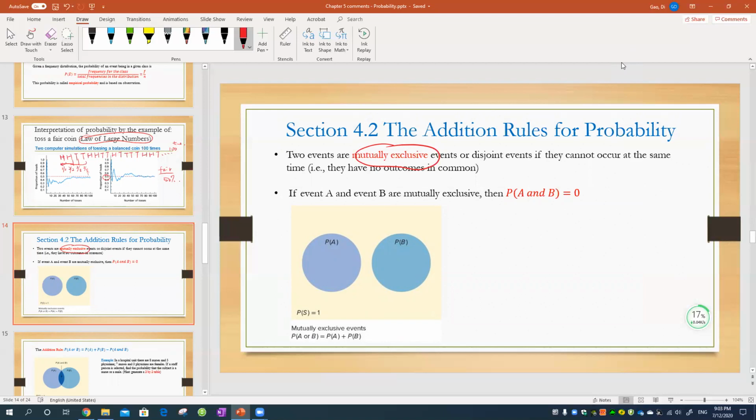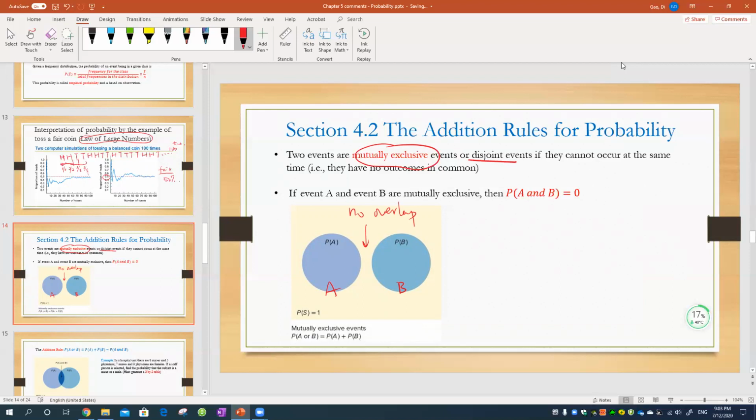Now we know how to draw a Venn diagram. If we look at this, this is event A and this is event B. They have no overlap. If you look at the Venn diagram, they're disjoint, or we say they're mutually exclusive.